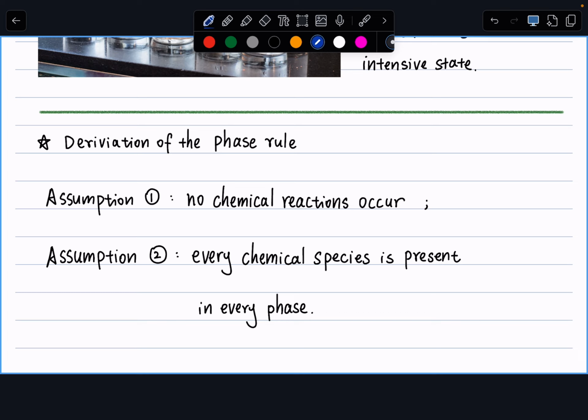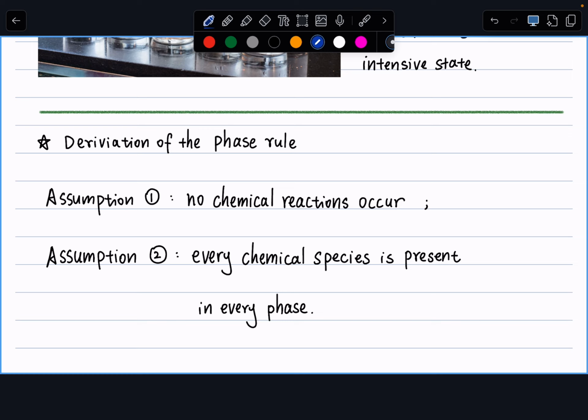So assumption 1, no chemical reaction. And assumption 2, every species is present in every phase. So those are the 2 assumptions, right?